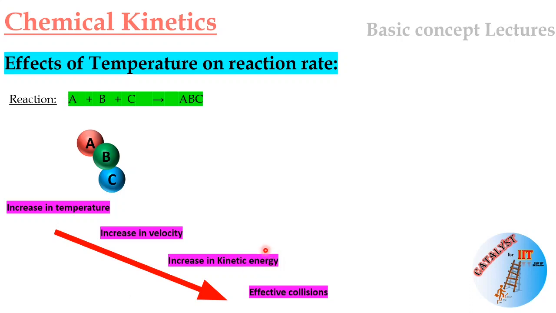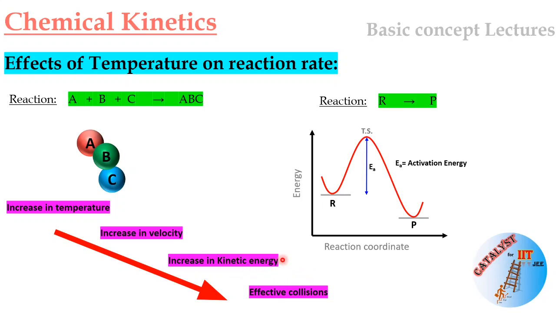So if you increase the velocity, you are increasing the kinetic energy of the molecules. So when you increase the kinetic energy of the molecules, you are increasing the effective collision. Also, when you increase the kinetic energy, you are increasing the probability to cross this activation energy barrier. So what happens when you cross this activation energy barrier? You will get more products, correct? So more product formation means you are increasing the rate in a short time. So if you increase the kinetic energy of molecules, you are increasing the probability of product formation. That means you are expecting an enhancement in reaction rate.